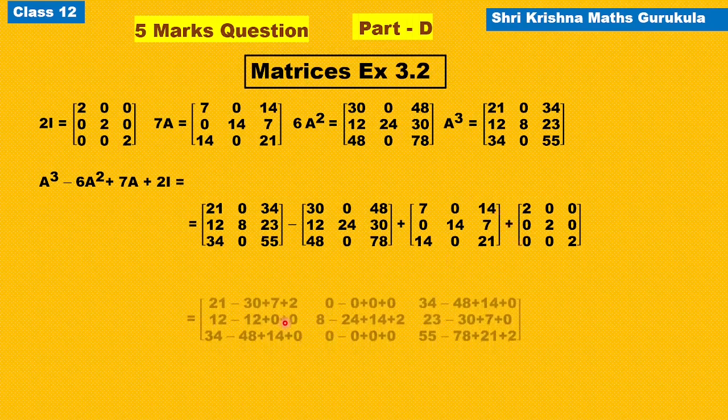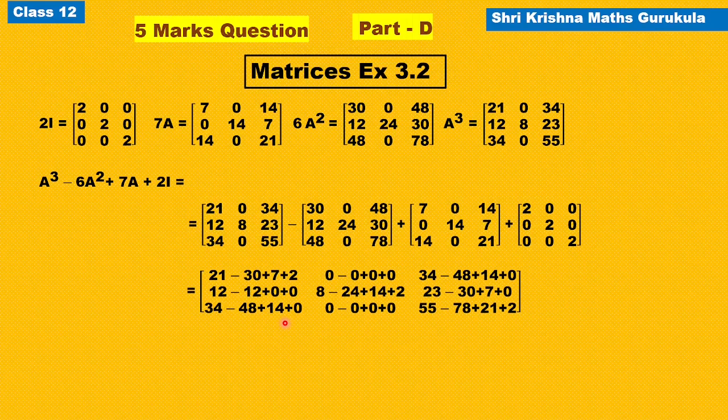Now we'll simplify the corresponding terms of the matrices, which is 21 minus 30 plus 7 plus 2. So this one, 0 minus 0 plus 0 plus 0. So it is this. Then 34 minus 48 plus 14 plus 0. So this one. Then 12 minus 12 plus 0 plus 0. This one. Then 8 minus 24 plus 14 plus 2. So this is the one.